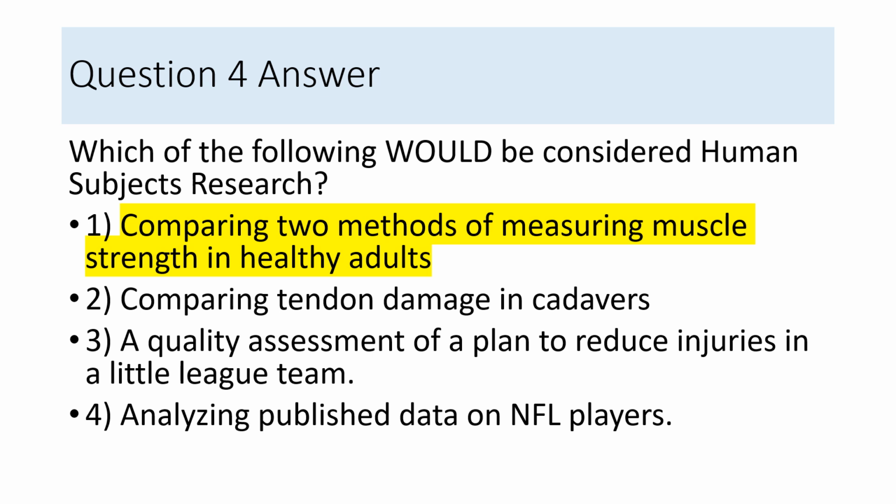That's the end of Module 3. The next module will cover review levels of research that is human subjects research. These are exempt review, expedited review, and full board review.